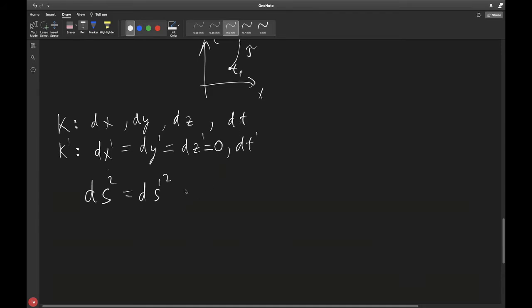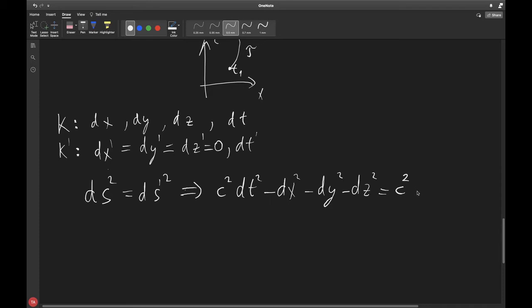So, okay, let's insert the definition of ds squared. It is c squared dt squared minus dx squared minus dy squared minus dz squared. And then the same thing should be repeated on the right hand side. So I have c prime squared, right? But then c, the speed of light, by the second postulate of special relativity, is always the same, independent of the frame. So c prime is just the same as c. I'm not going to put the prime there.